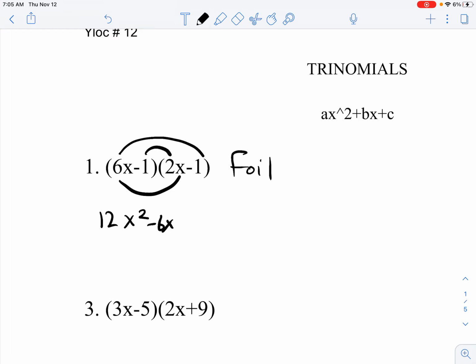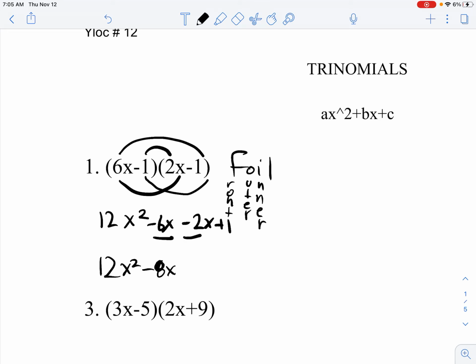Inner: -2x. And finally, the last: -1 times -1 is +1. So in total, you get 12x squared minus 6x minus 2x, which is -8x, plus 1. And there's your answer.